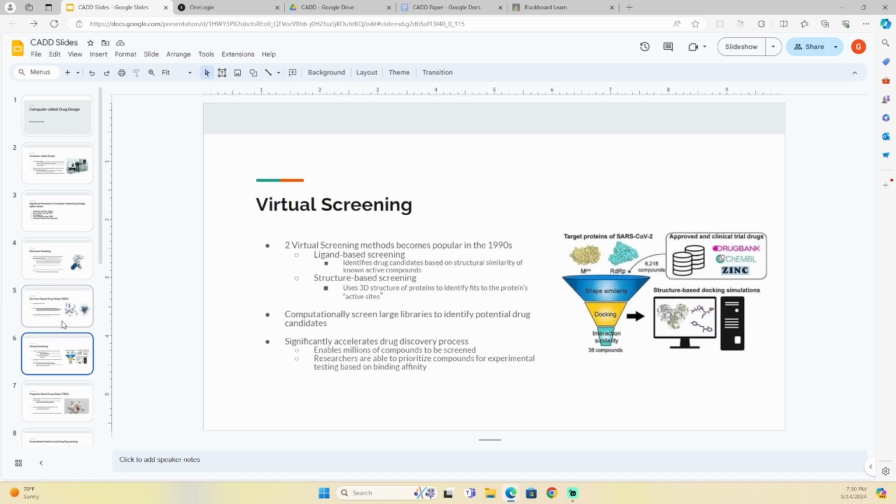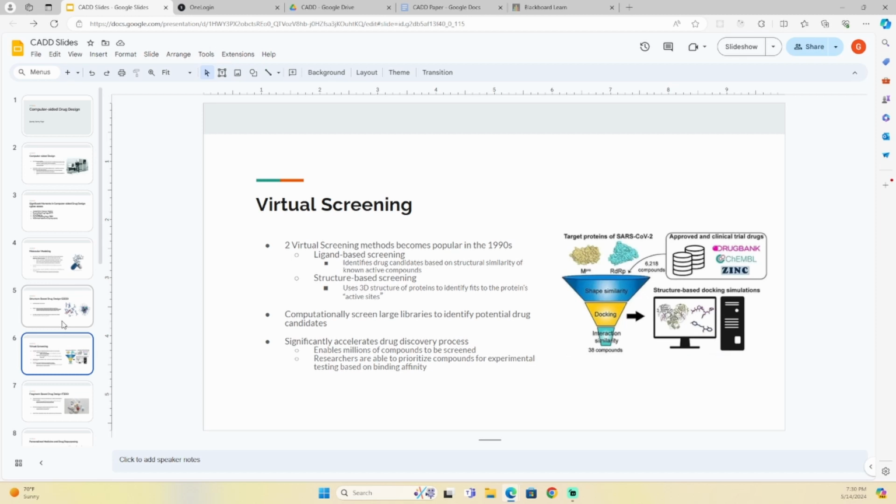Virtual screening came about in the 1990s, specifically two methods of virtual screening. That is ligand-based screening. A ligand is just a small molecule that attaches to a larger molecule. And with ligand-based screening, you can identify drug candidates based on structural similarity of known active compounds. The other method was structure-based screening, and that's when you use 3D structures of proteins to identify fits to the protein's active sites.